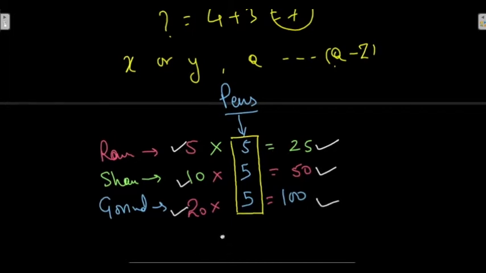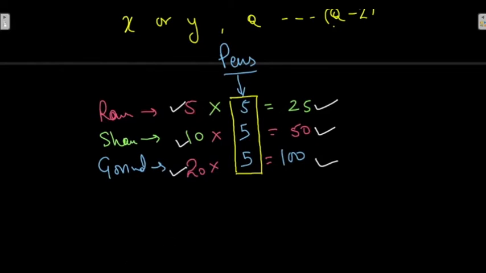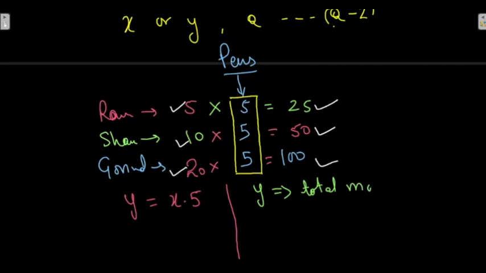So we can say y is equal to x times 5. Now what does it mean? It means y is total money paid. x is number of pens bought.